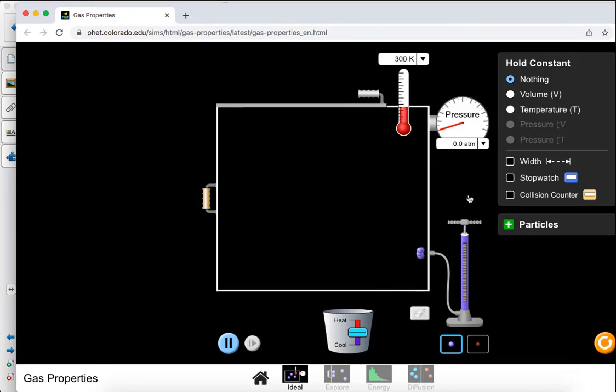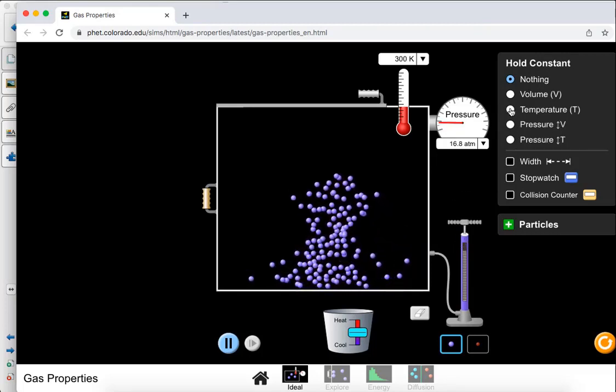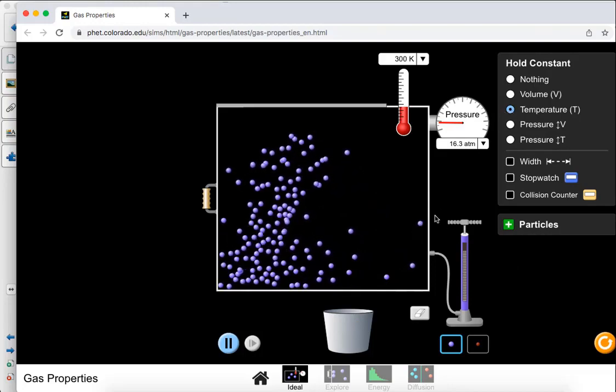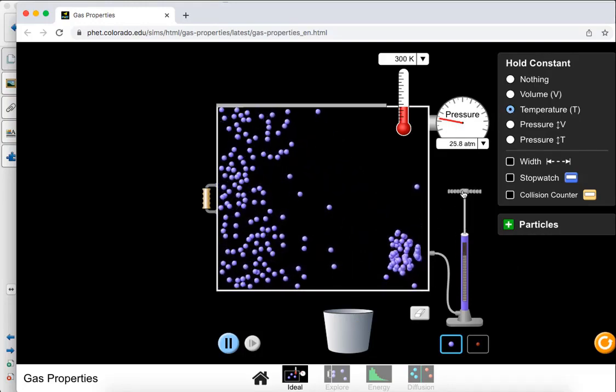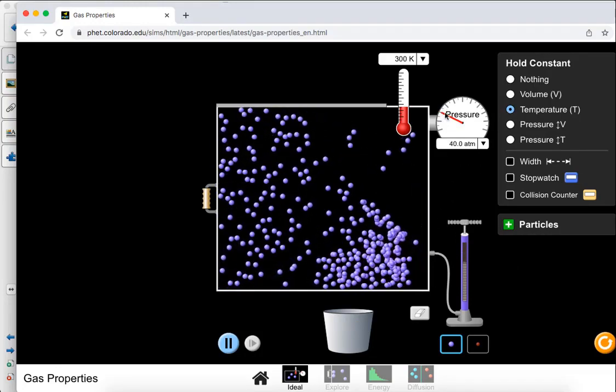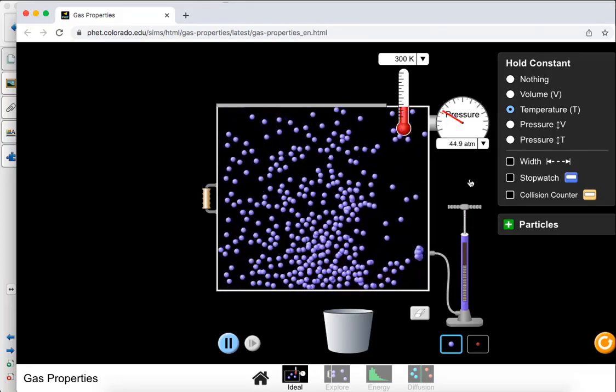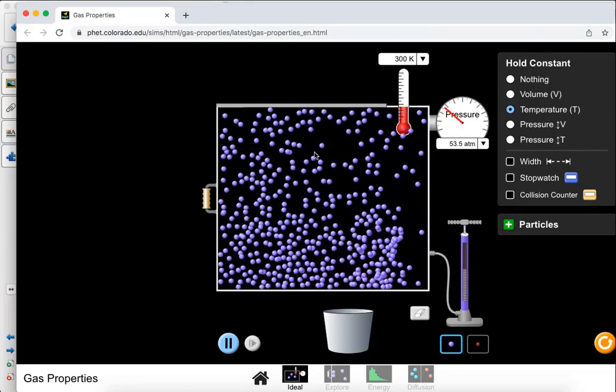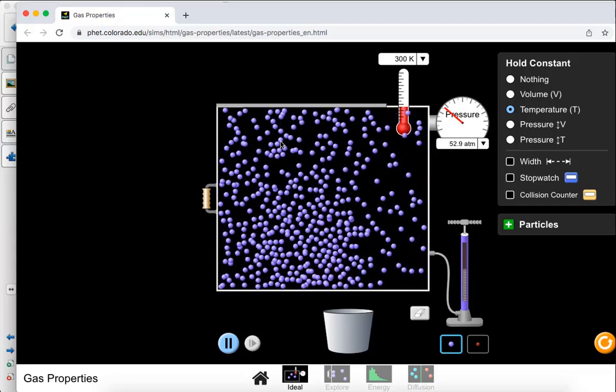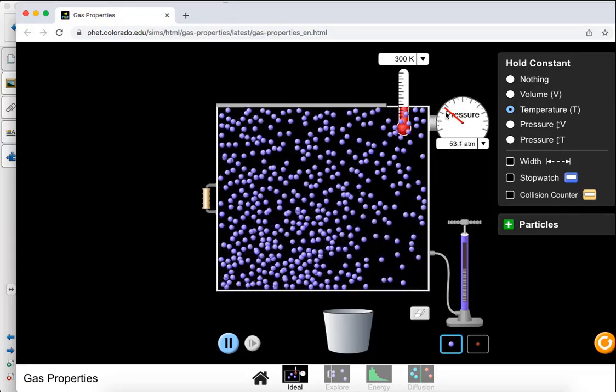We're going to add some gas, like that. Now we're going to hold the temperature constant. Let's add some more gas. So we can see the pressure is increasing as we add more gas, because there's more collisions taking place, right? More molecules are hitting the sides of the container, increasing the pressure.